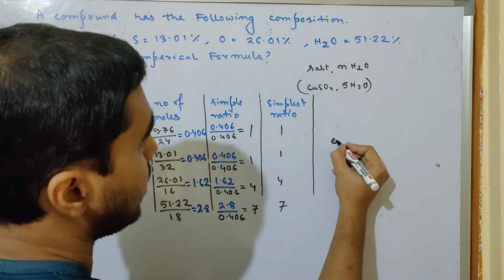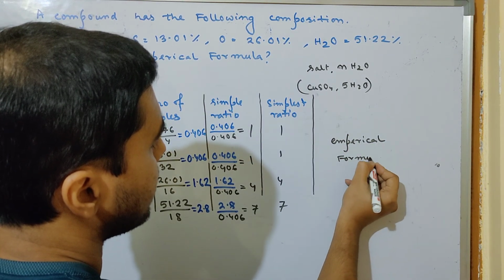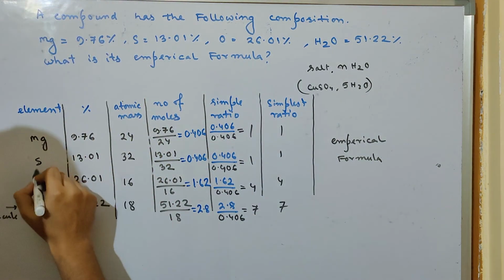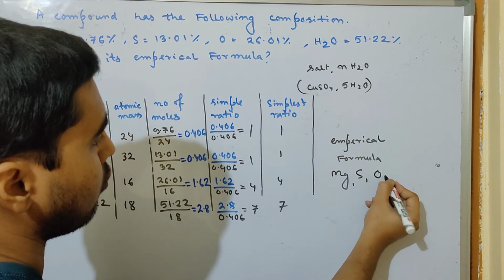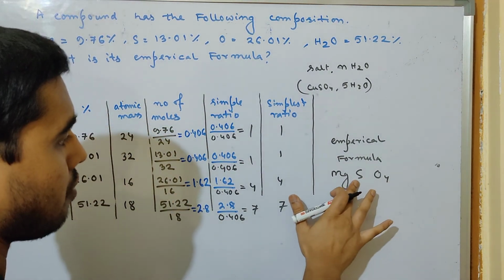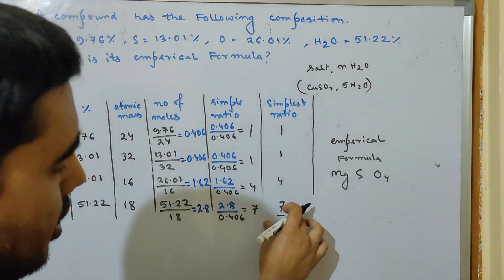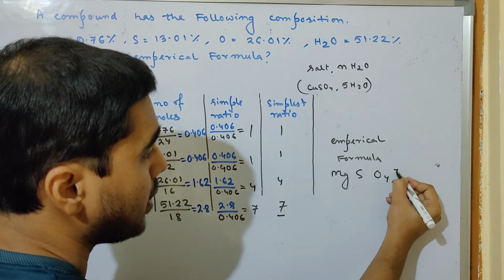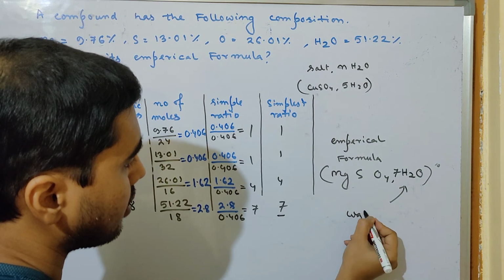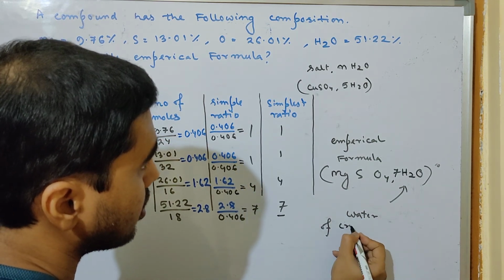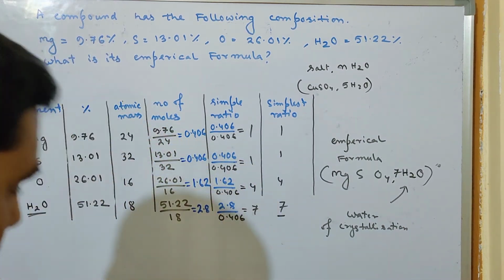The empirical formula. It's an absolutely different type. Check. MgSO4: magnesium 1 only, sulfur 1 only, 4 oxygen. These two ones we will not write. Remember, there are 7 molecules of water. We should be writing a comma, because it is the water of crystallization, and that is why it is the special case.